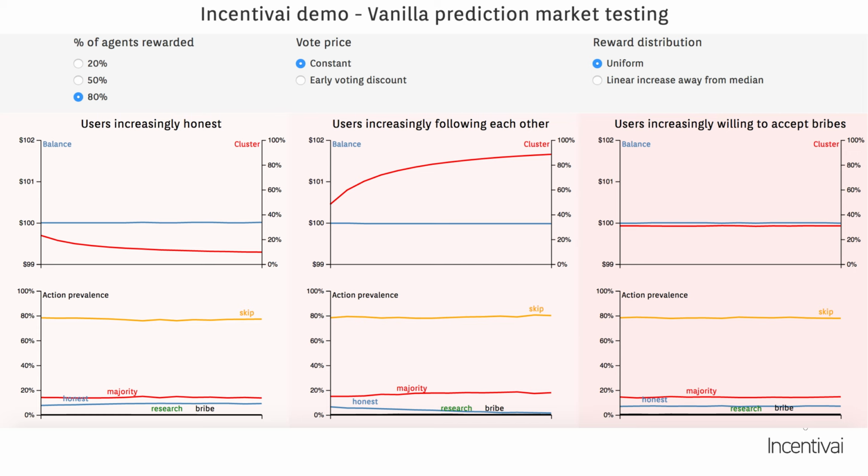So this here is what you can think of as a dashboard or a UI for a simulation-like system. What you have at the top part here is the things that are in your control, so the hyperparameters of your system. They're in your control, which means that you can click and change stuff. And here you have only three hyperparameters exposed, which is what percentage of agents get rewarded, so what percentage of agents near the median get rewarded in terms of their votes. This is the schedule of the voting price, how the vote price changes over time. And this is the reward distribution.